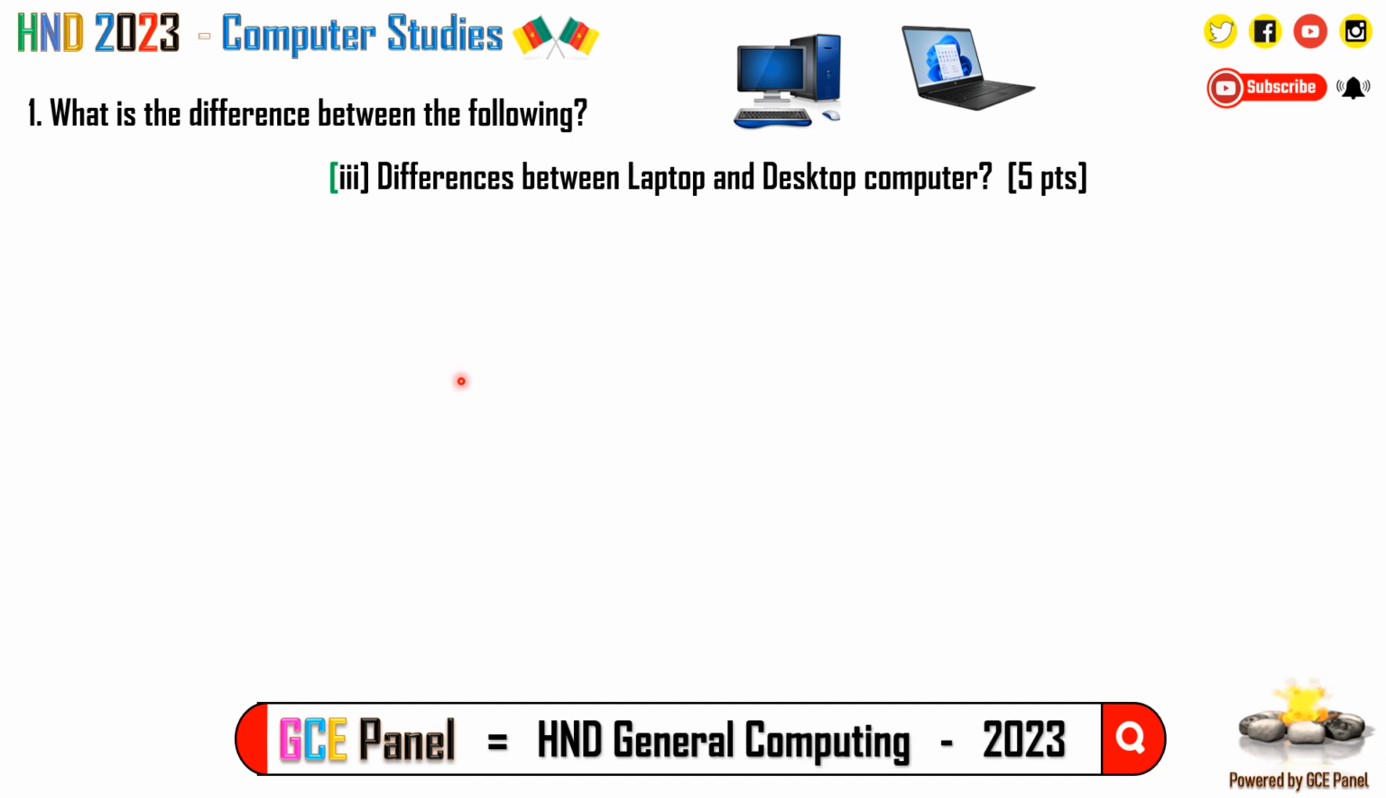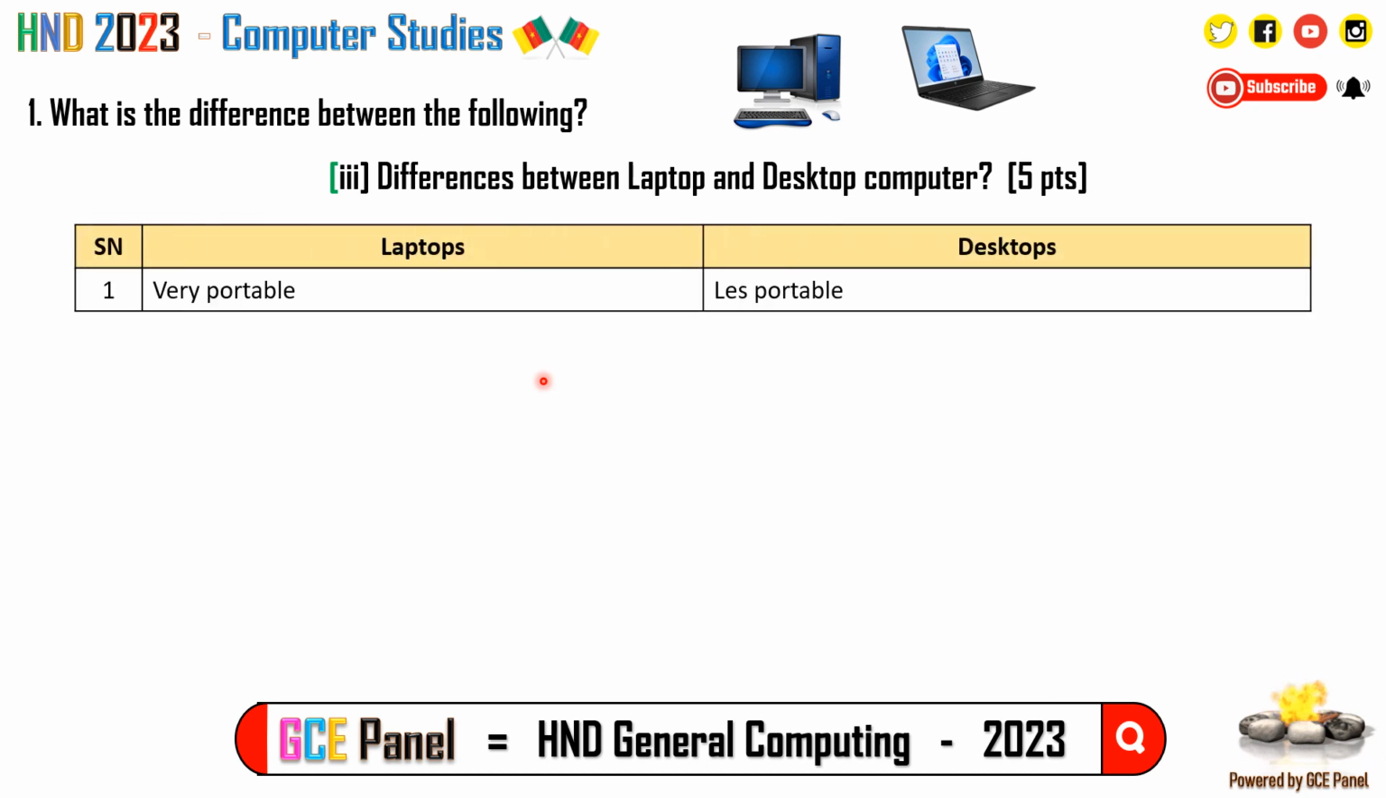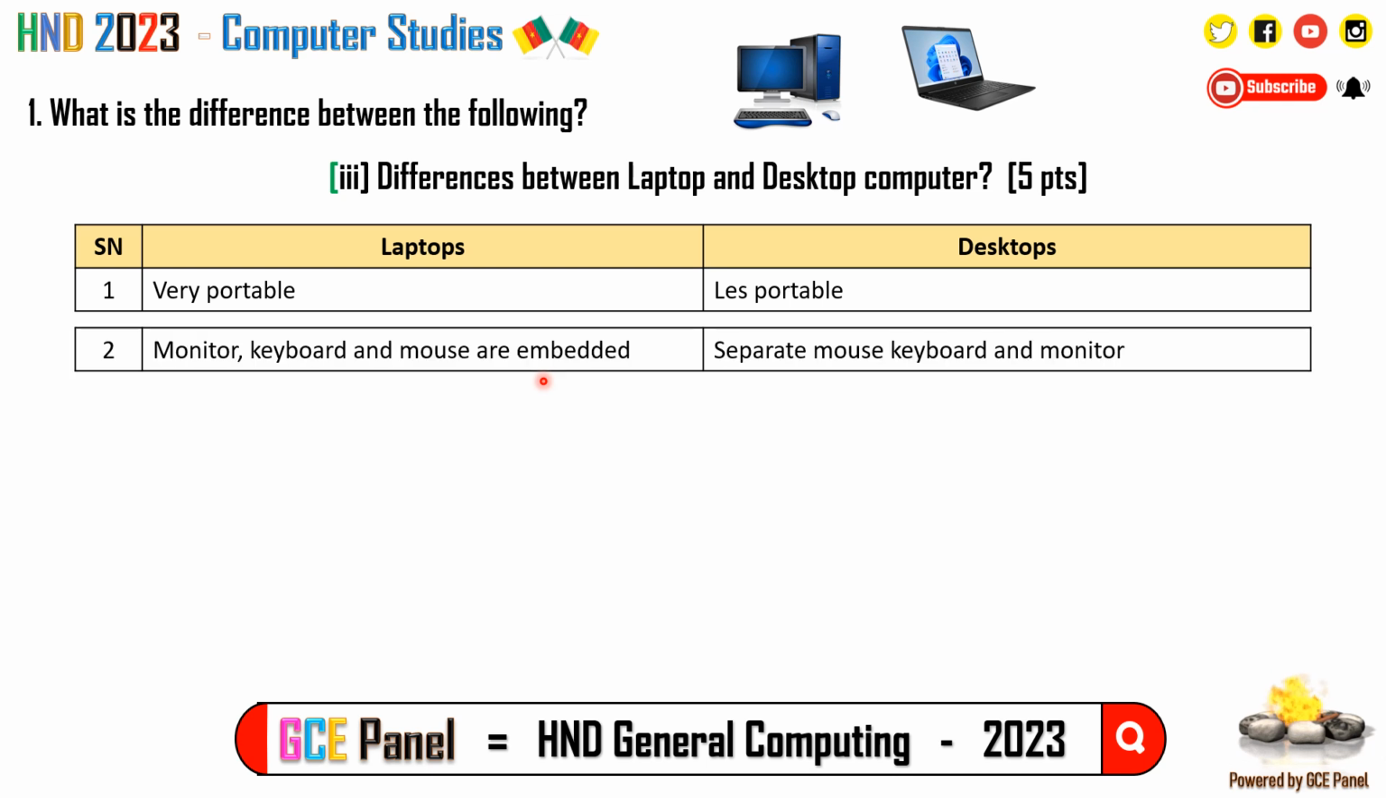So the differences between laptop and desktop. So the first, laptops are very portable, while desktops are less portable. Secondly, for laptops, the monitor, the keyboard, and the mouse are embedded. But for desktops, they have separate mouse, keyboard, and monitor.